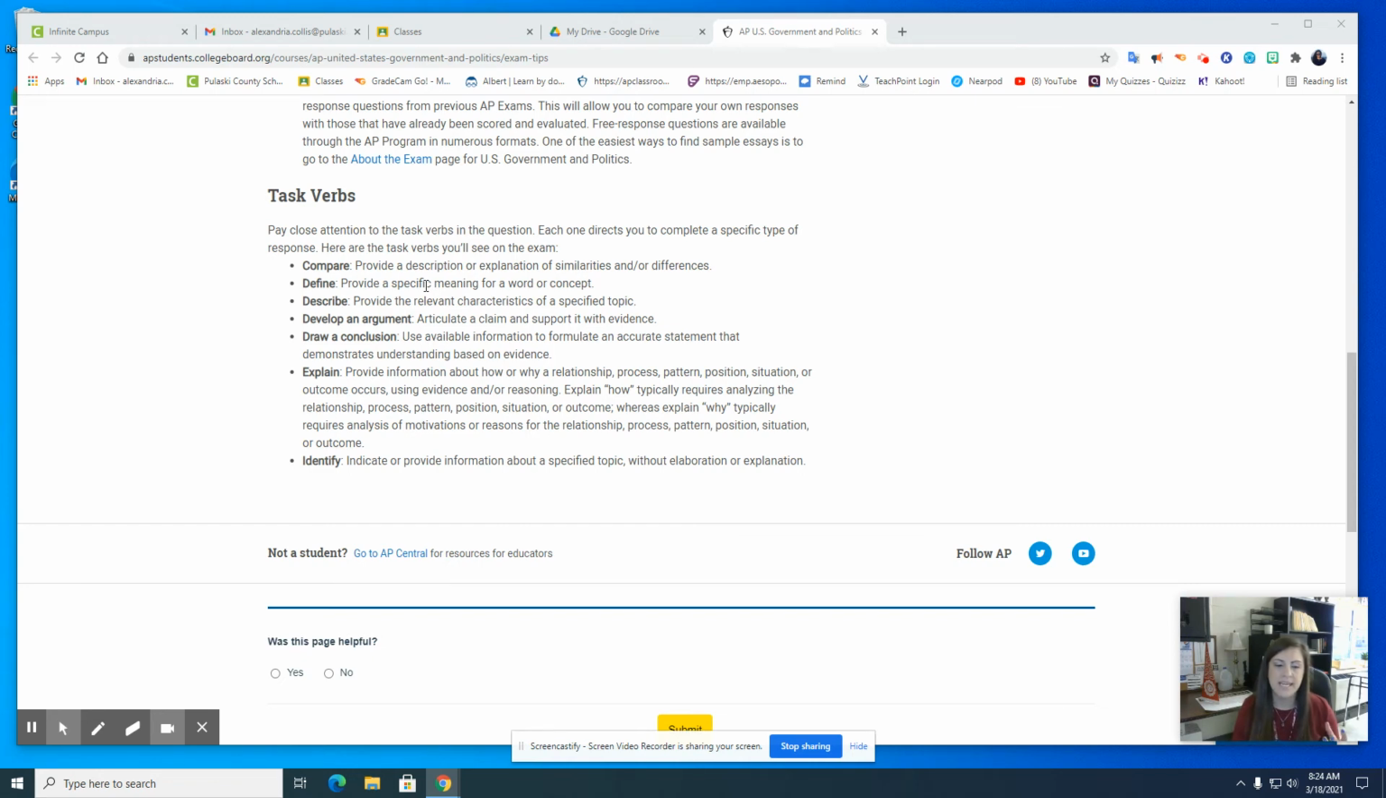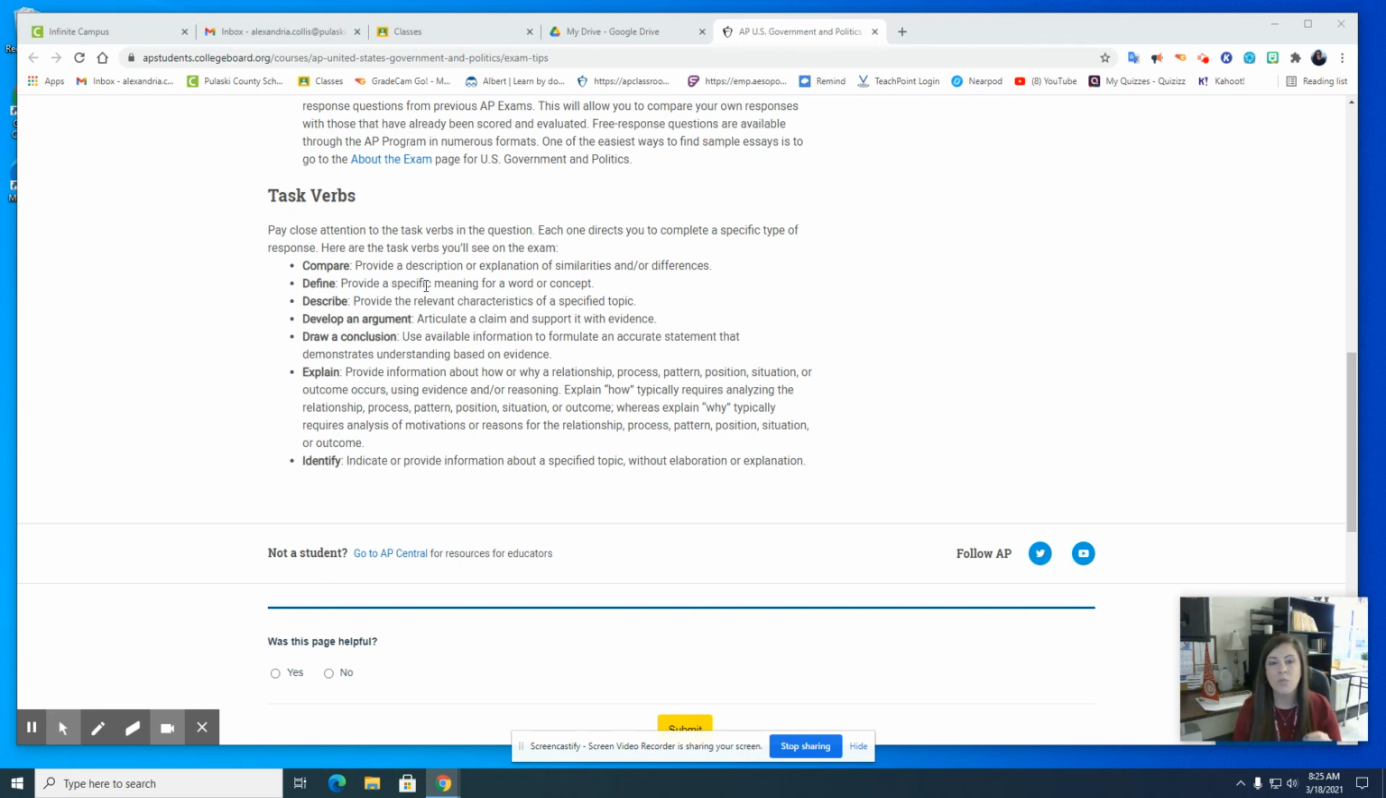And then the last one is identify. This is when you're indicating or providing information about a specified topic without elaboration or explanation. So if you're identifying, this is where you might have a one sentence answer, okay? Again, defining, that's when you're giving a definition. Describing, that's when you give all of the different characteristics. If it asks you to explain, you're getting to the how or the why, the because, okay? And if it's asking you to identify, then that can be just a one sentence answer where you are just giving specific information.